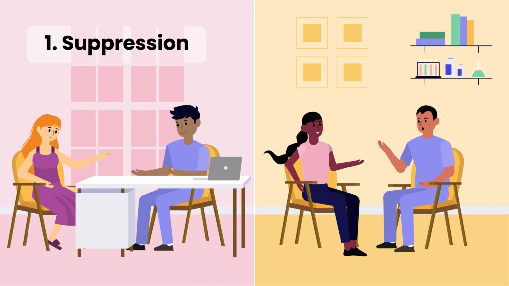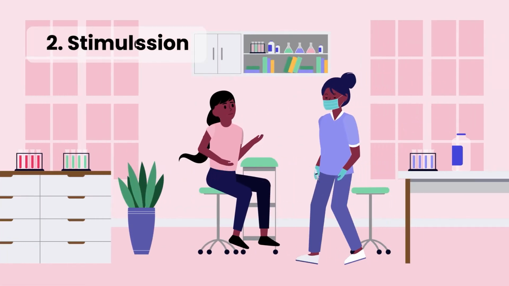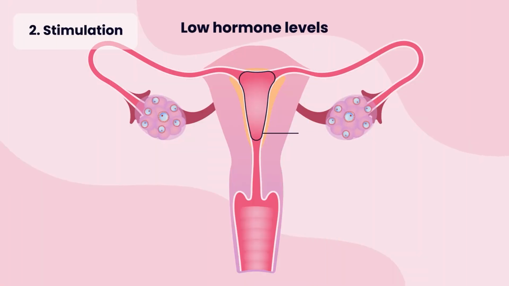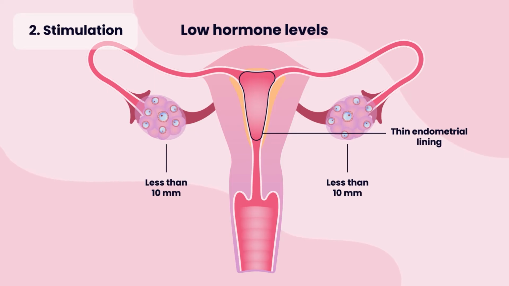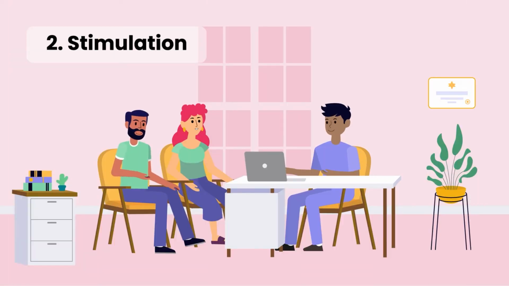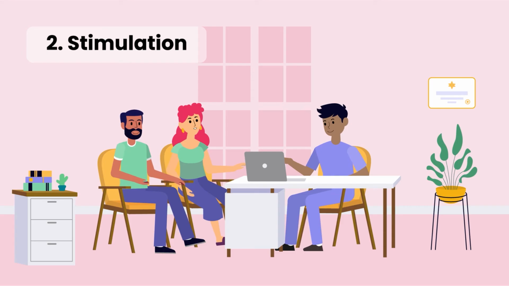At the beginning of the stimulation phase, you will have hormonal blood work and a baseline ultrasound scan. Typically, hormone levels will be low. The endometrial lining will be thin, and the egg-containing follicles in your ovaries will be small. If everything is as expected, your stimulation may begin. In the stimulation phase, you'll be given daily fertility medications. These medications may be injections or pills or both.